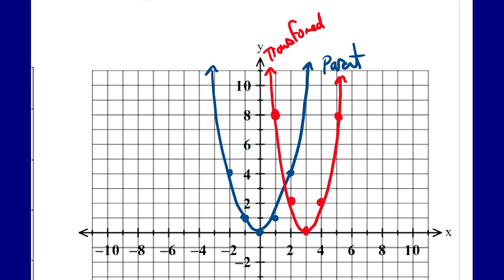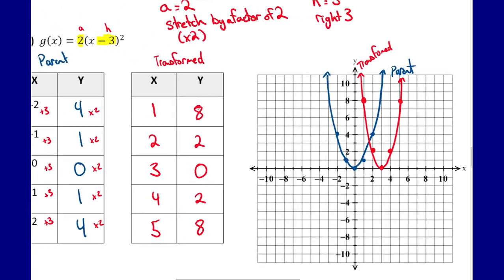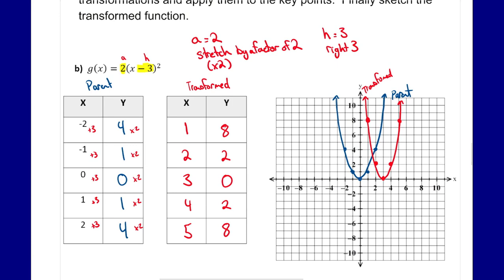We're pulling our values. All the values where they originally were are now doubled. So instead of being at 1, they're at 2. Instead of being at 2, they're at 8. At 0, it doesn't affect anything because 0 multiplied by 2, or 0 doubled, is still 0. So that's what we mean when we talk about a stretch by a factor of 2.